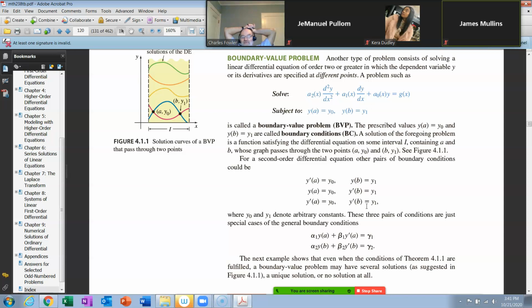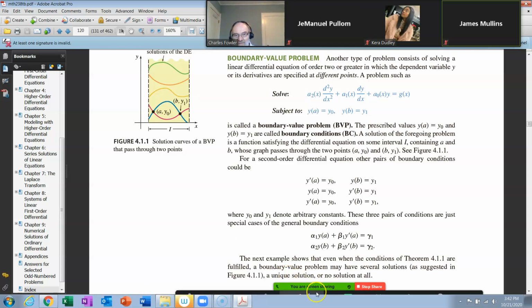Those 3 pairs of conditions are just special cases of the general boundary value condition. Now, this introduces a really strange notation here, but it certainly does work. Alpha 1 times y of A plus beta 1 times y prime of A is equal to gamma 1. Alpha 2 times y of B plus beta 2 times y prime of B is equal to gamma 2. Well, let's not spend too much time on it because frankly we're hardly ever going to use it if we ever do.